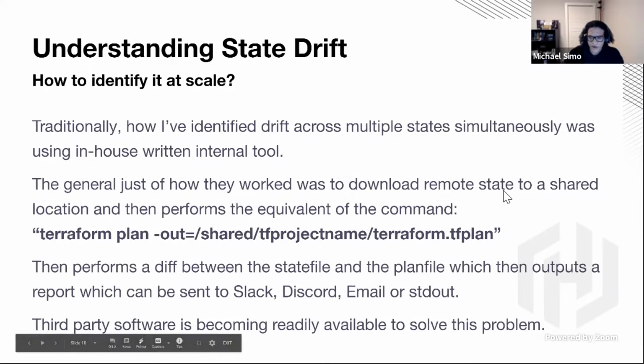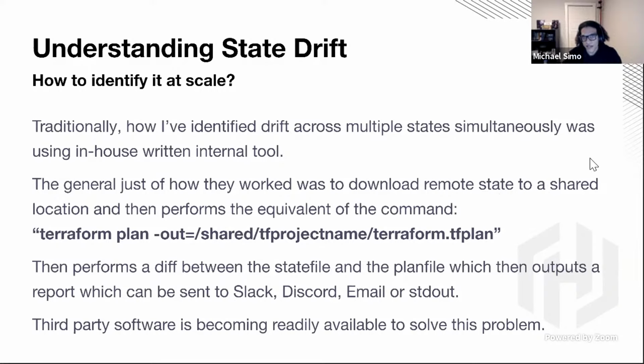So there are other ways to output as well. If you write your own custom software, you could integrate it with Slack or Discord, or send an email, or just have a report to your standard out within a terminal. I think third-party software is becoming more and more apparent in the field. A few years ago, it didn't really exist. There were some that were very, very bespoke for certain use cases, mostly AWS-type software for drift detection, but I'll get into that a little bit more shortly.